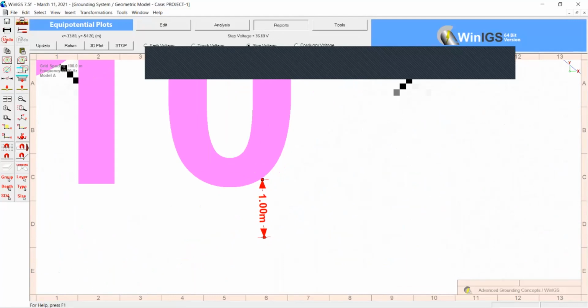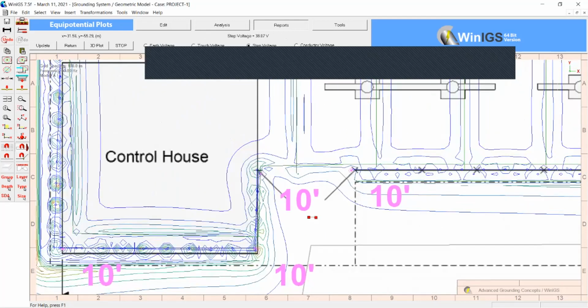So see how we'll measure. If you put your cursor here, the voltage shows 36.07 volt, and in here it shows 36.33 volt. So the voltage difference is not that much. So step voltage is definitely the voltage difference between these 2 points, which is 1 meter away from each other. So here 36, here 36. So step voltage here is almost 0.